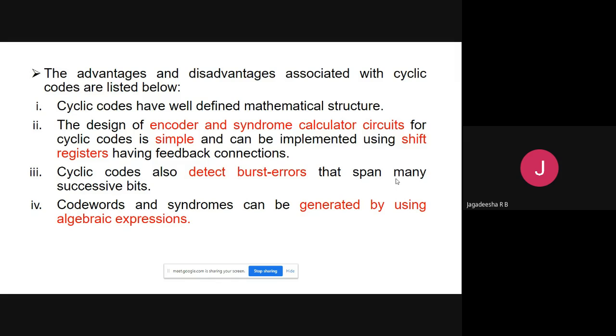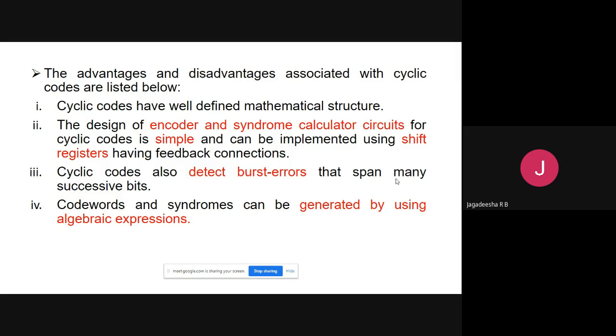Okay, second, the design of the encoder and syndrome calculator circuit for the cyclic code is simple. So there is simplicity with the encoder design and syndrome calculation, because there are not many matrix multiplications involved here. They are just implemented with the help of shift registers. So we are avoiding the complex matrix multiplication which was there in the case of linear block codes. We are simplifying that with the help of some shift registers.